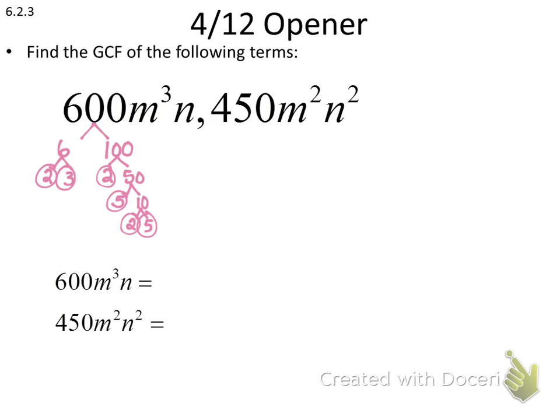So with my prime numbers that I now have circled, I'm going to drop down and write them in order from least to greatest. So how many 2's do I have? 1, 2, 3. So I'm going to put 2 times 2 times 2, then 3, then 2, 5. Now, 600 also has variables. Do I need to write m times m times m? No. I have a shortcut for that we talked about yesterday.